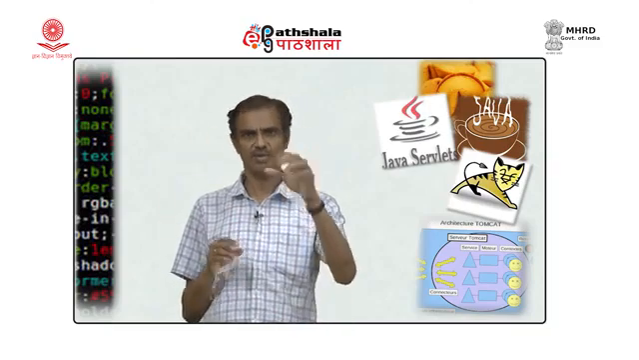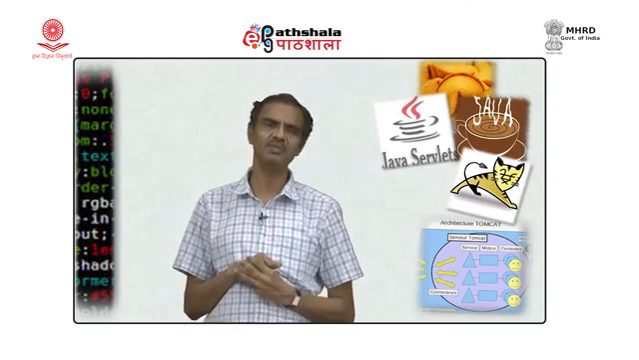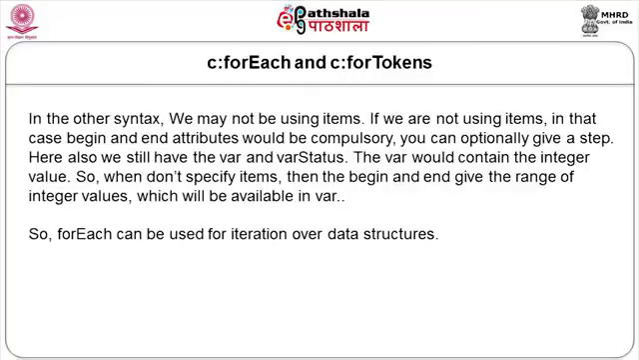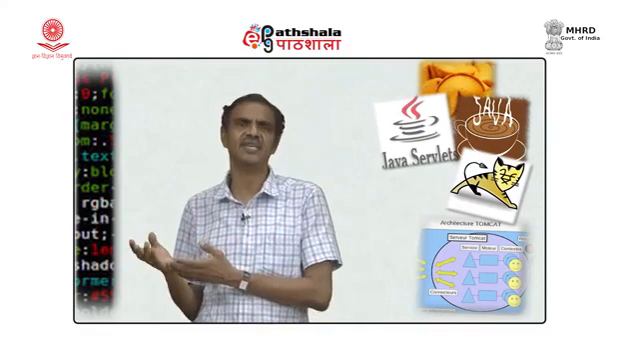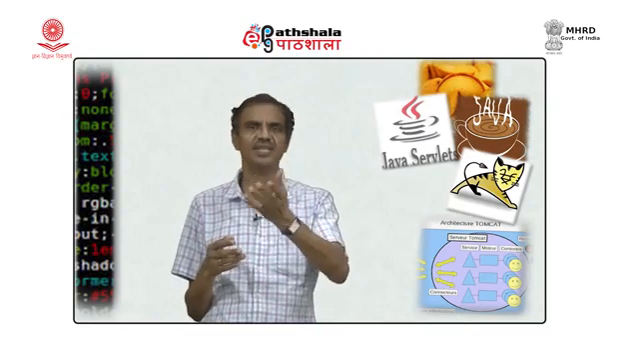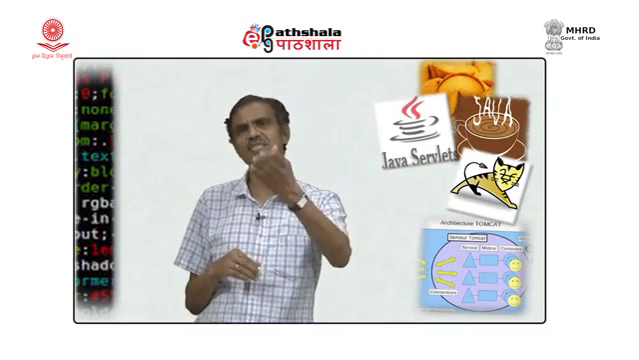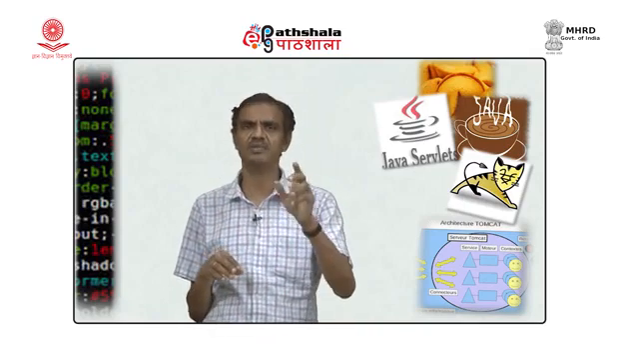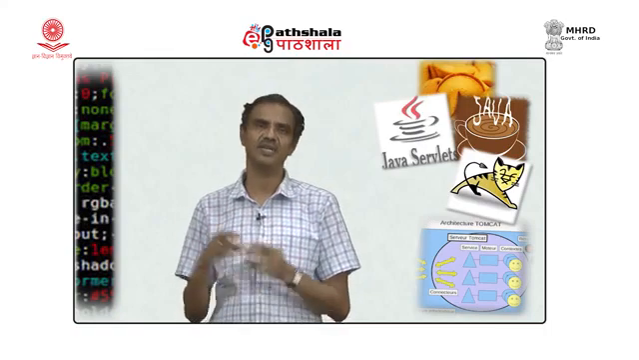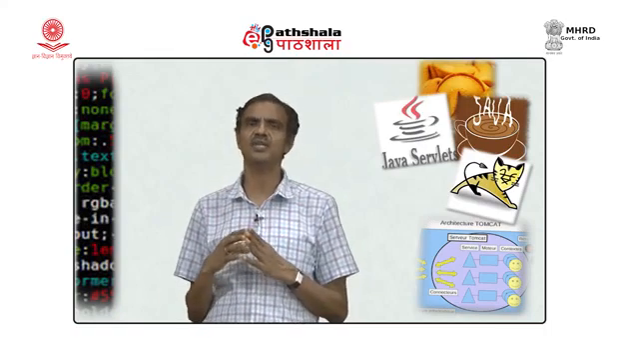Another thing, this is one syntax where we use items. In the other syntax, we may not be using items. If you are not using items, in that case begin and end would be compulsory, fine. You can optionally give a step, and again we still have the var and the var status. So, var would contain the integer value. When you say begin, end and you are not giving items, those are integer types, fine. So, that is another option which we have for using the for each.